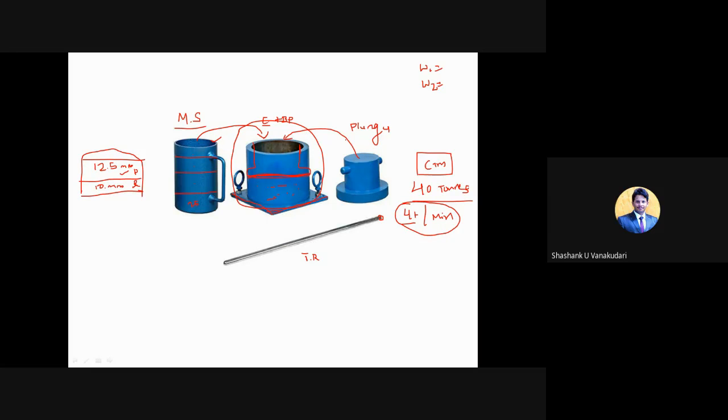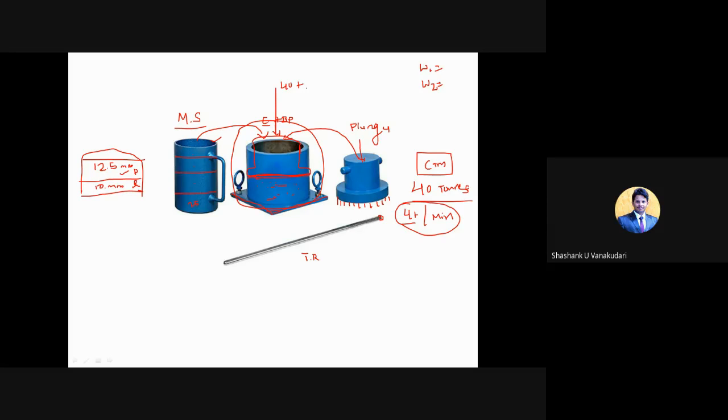So we apply total 40 tons on this entire setup, and through this 40 tons the aggregates will get crushed. The main reason to use this plunger is that whatever load you apply on top of the plunger, it is applied equally on the aggregates through this flat surface, the entire 40 tons. That is the main application of using this plunger.